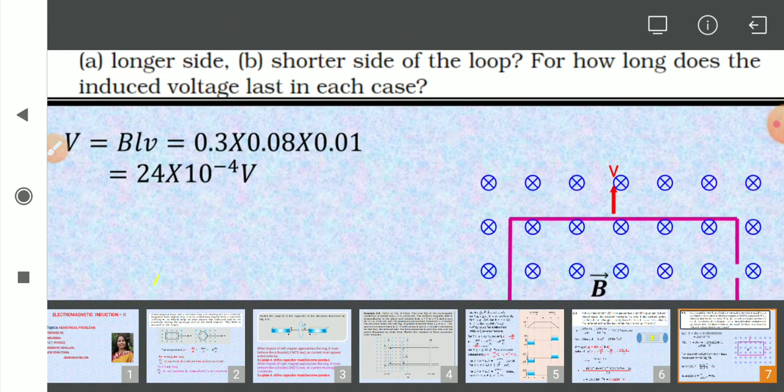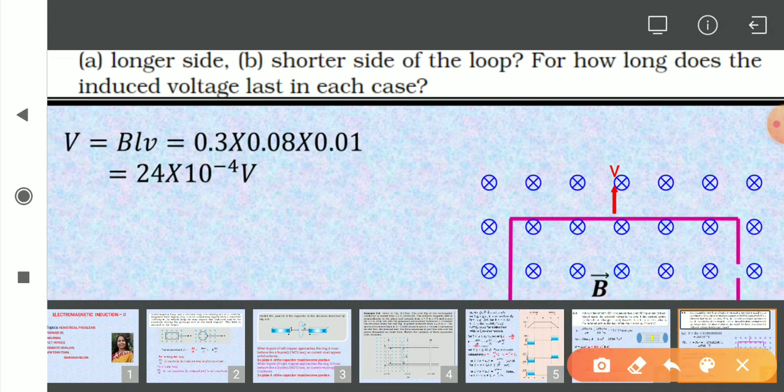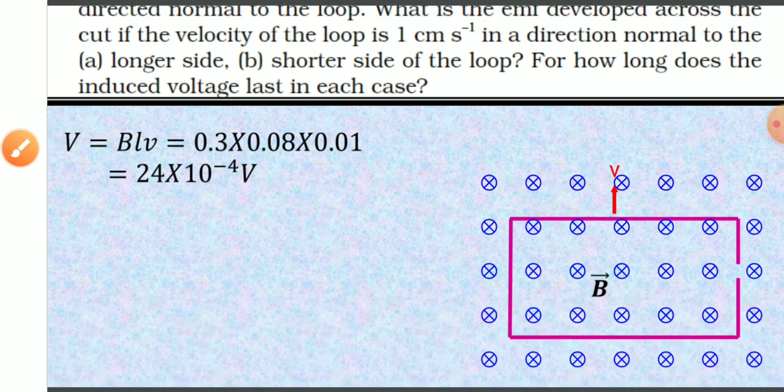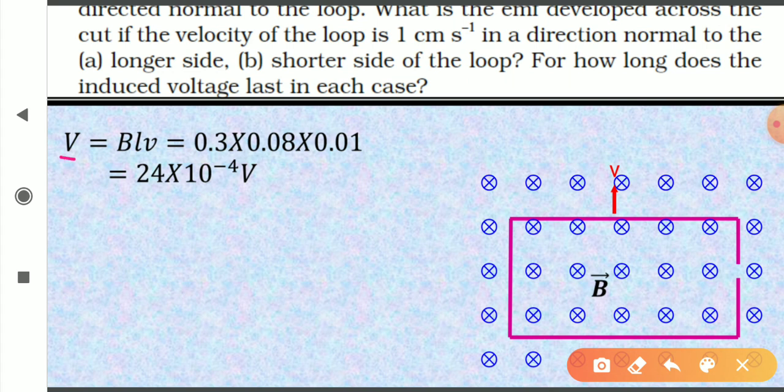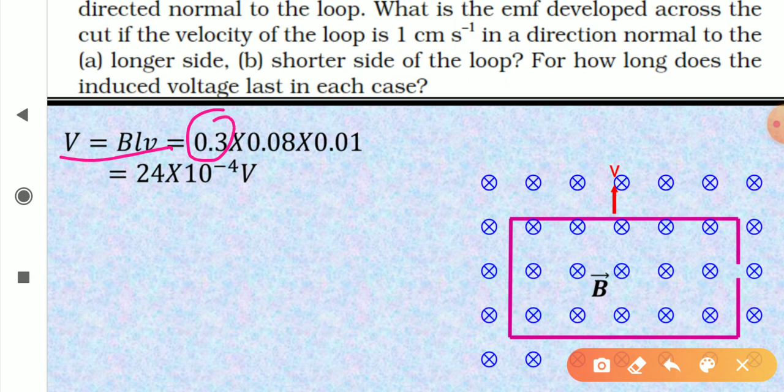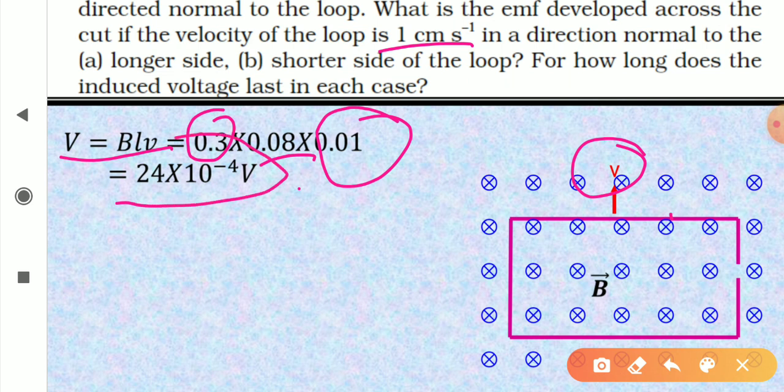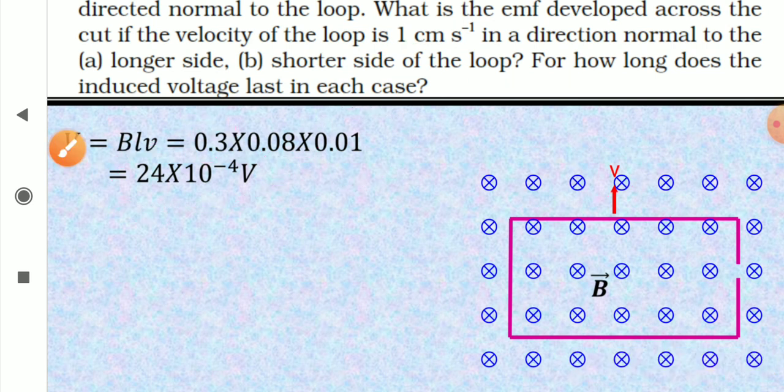Yeah, see, the relation for induced EMF is BLV. So the magnetic field is 0.3 Tesla, it is given to you. This longer side is 8 centimeter, that is 0.08 meter, and the velocity is 1 centimeter per second, that is 0.01 meter per second. So putting all the values, the induced EMF is 24 into 10 raised to the power minus 4 volt. This is the induced EMF.